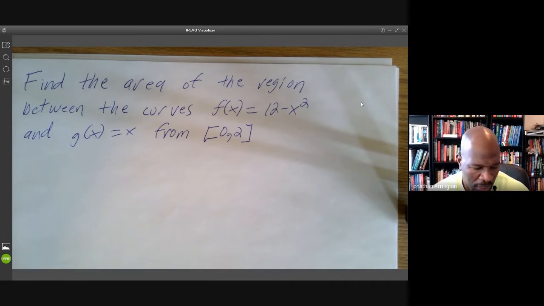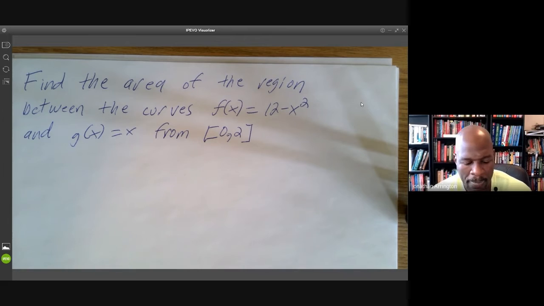So let me go ahead and read the problem. It says, find the area of the region between the curves f and g from 0 to 2. And of course, these can be written a little differently. Sometimes it may say find the area of the region enclosed by f of x, g of x, and x equals 0 and x equals 2. It can be described in different ways. And of course, we don't always have to use f and g. We can call the functions various other things, including y. So just understand it can be written in different ways.